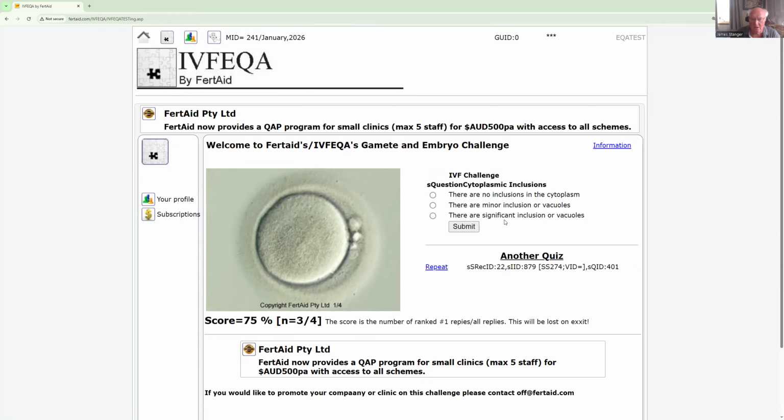I'll do 10 questions. So this is an image of an oocyte, and the question is: are there any inclusions, cytoplasmic inclusions in the? Sorry, it's a zygote. I apologise. And the answer is there are no inclusions in the cytoplasm. Minor inclusions are significant, and to me, the answer is.